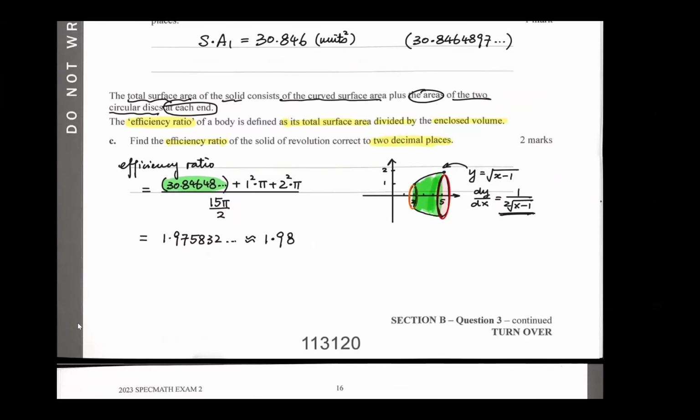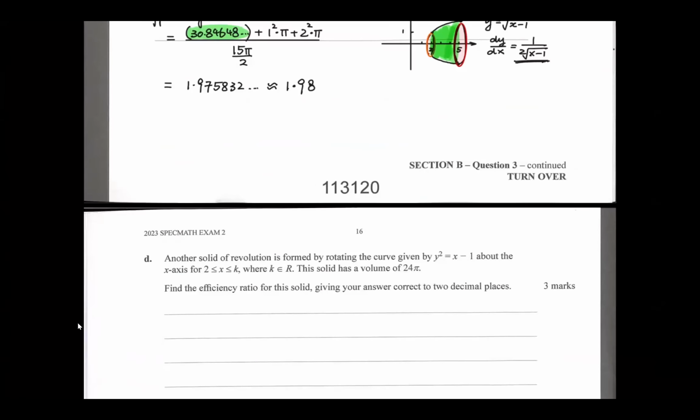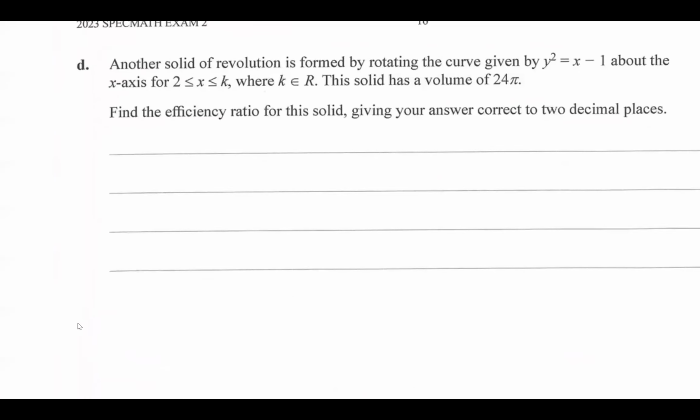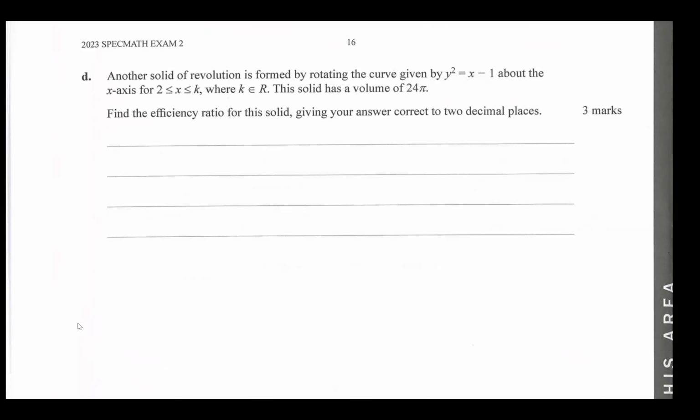Alrighty, so basically that's this 2 marks question. Another solid of revolution is formed by rotating the curve given by y squared equals x minus 1 about the x-axis from 2 to k. The solid has a volume of 24 pi, and notice that this k must be greater than 2, okay? K must be greater than 2.